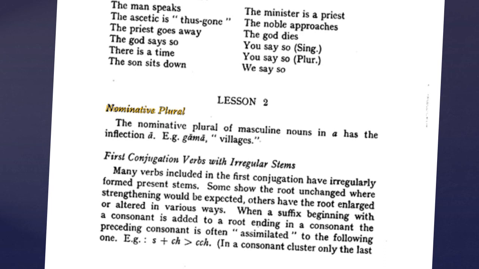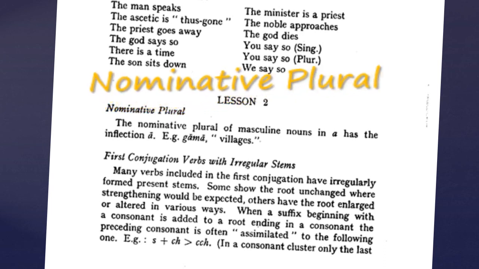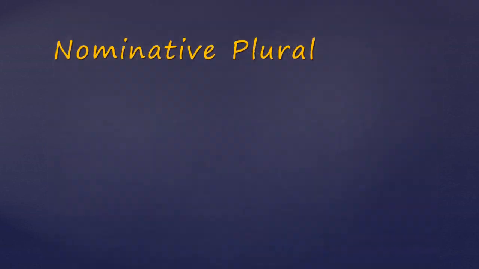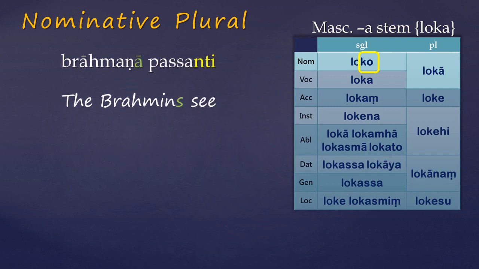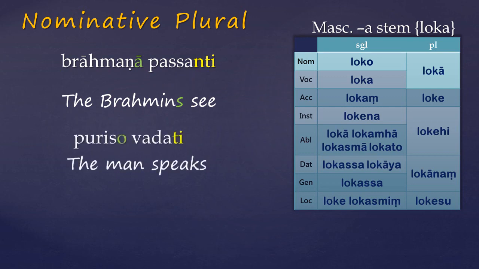And with that out of the way, this next section flows better, so let's go back now to the nominative plural. Last week we saw how the subject of the verb is marked by the nominative case. And masculine noun stems in A, like loka, are inflected in the nominative singular to end with o. And if the subject is plural, it will end in a long A. And notice the verb also changes to agree with its subject in number too. Likewise, puriso vadati, the man speaks, and purisa vadanti, the men speak.